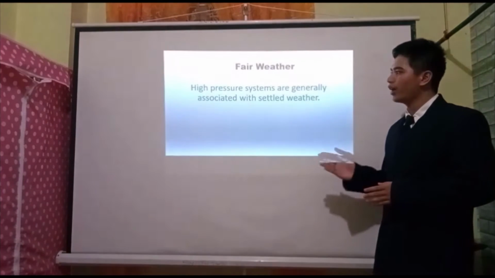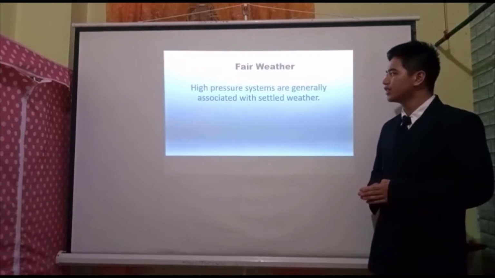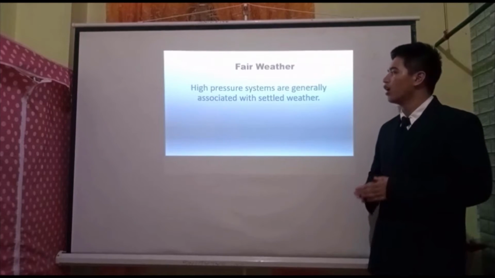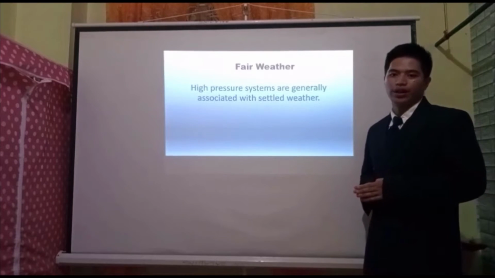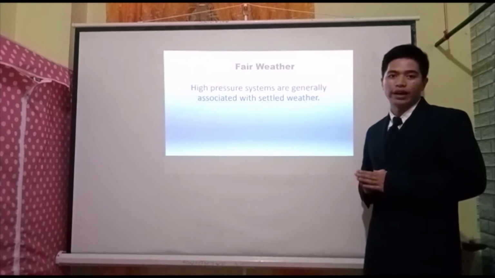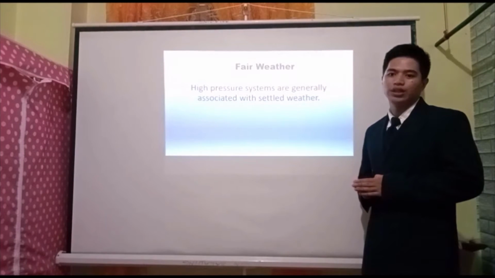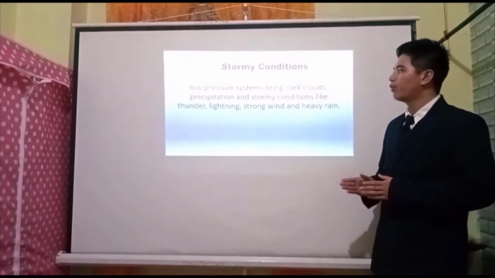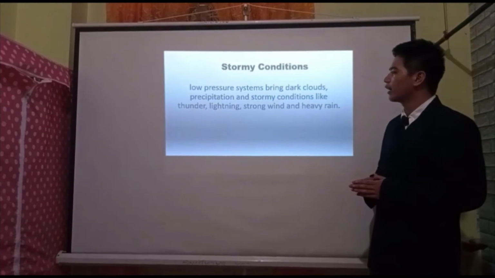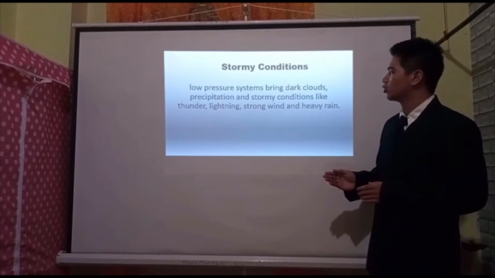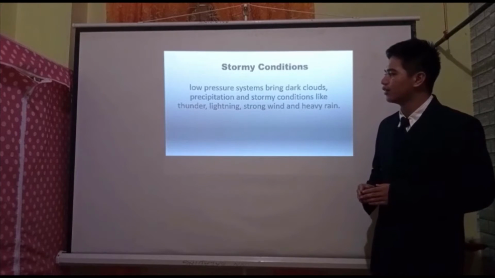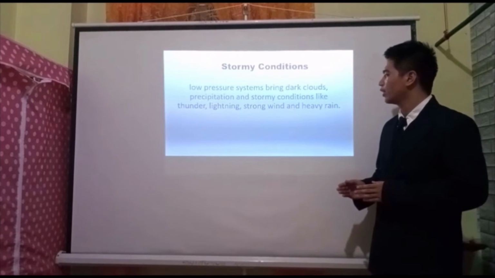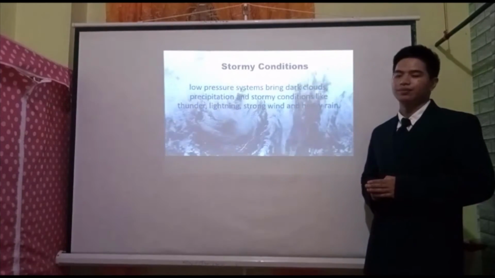First, we have fair weather. High pressure systems are generally associated with settled weather. It is fair weather when there are some clouds in the sky. The clouds cover a big part of the sky with occasional rain showers, and the wind blows gently. On the other hand, low pressure systems bring dark clouds, precipitation, and stormy conditions like thunder, lightning, strong wind, and heavy rain.